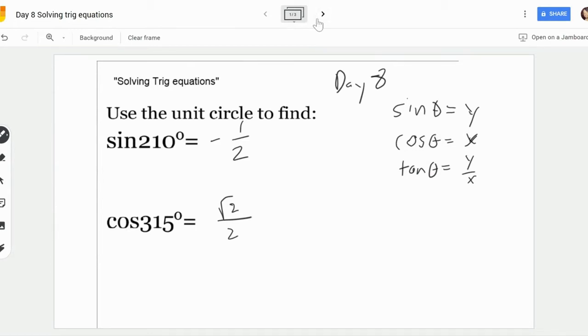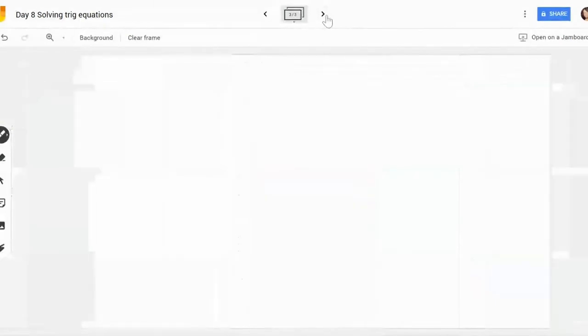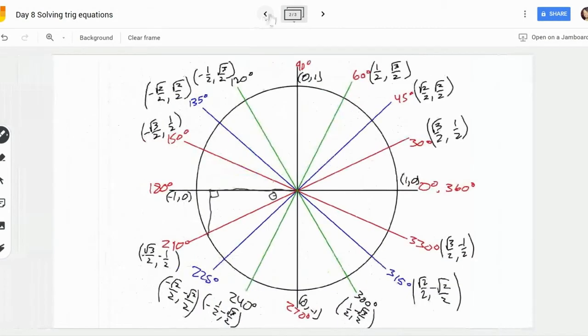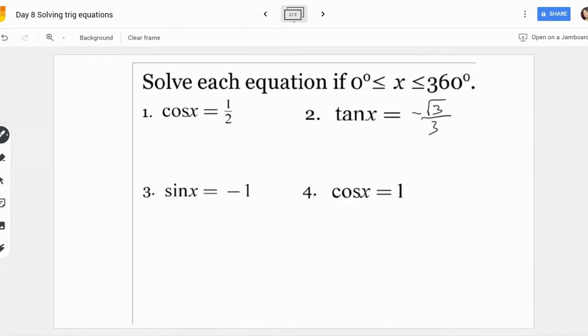So some problems are going to look like this. You can use the angle to find what sine or cosine or whatever is equal to. Okay, here's a couple more problems. Something a little bit more interesting.